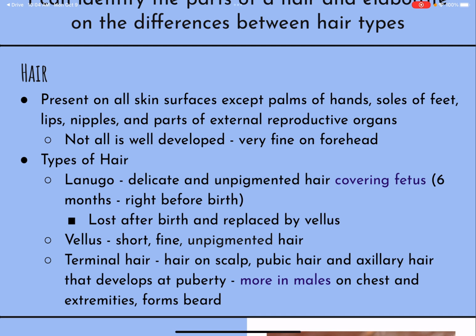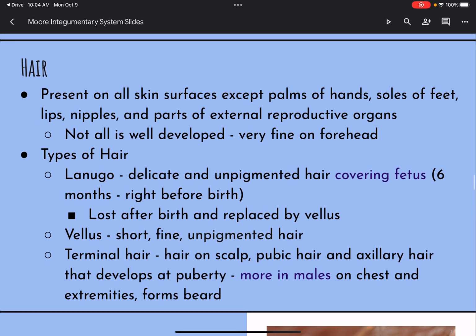Vellus hair is a little bit lighter. It's the hair that just kind of grows on your body as you're getting older, but before puberty. And then finally you get terminal hair. Terminal hair is the hair you develop at puberty. This would be like pubic hair, beard hair, chest hair, armpit hair, things like that. That would be terminal hair.